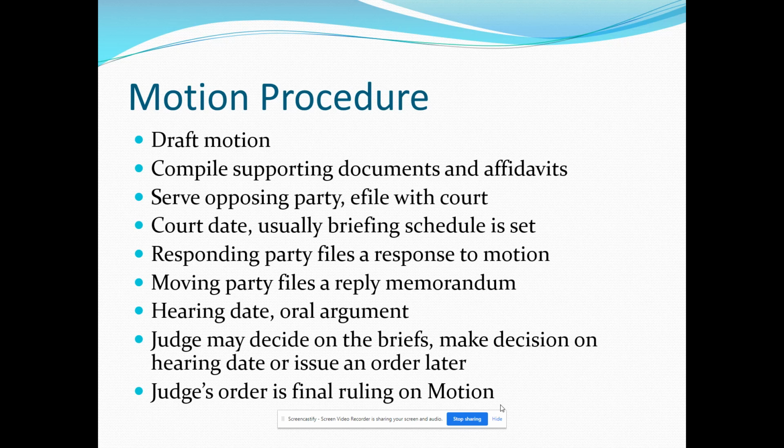Sometimes they make that decision on the spot. Sometimes they take an opportunity to think about it. Sometimes the judge, especially in federal court, doesn't even always hear oral argument. They just make a decision on the briefs. And then they'll issue an order, and then the order is their final ruling on the motion.